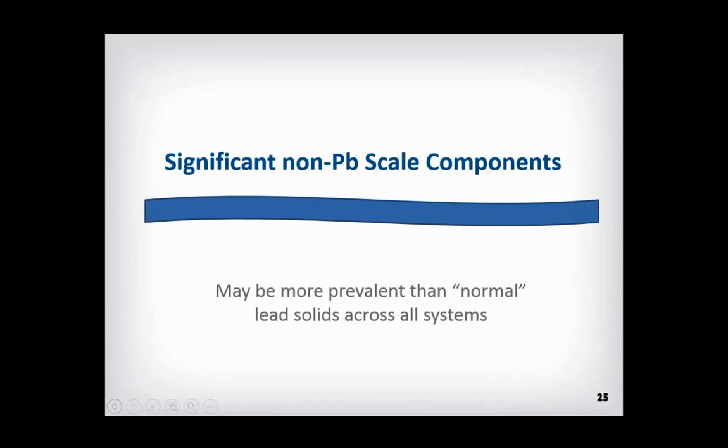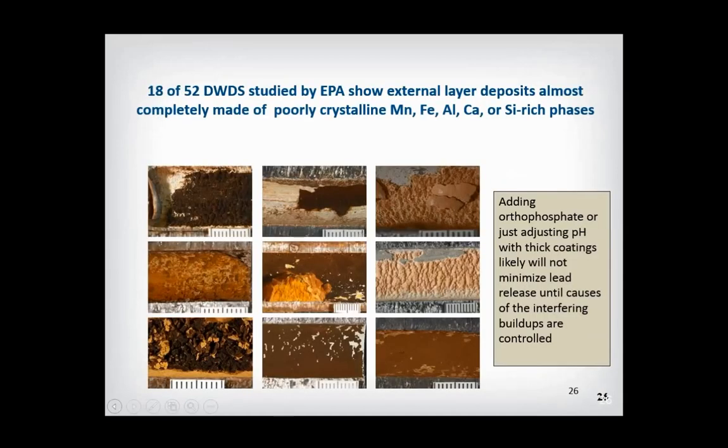Now, something that we've really discovered in the last 20 years that is taking on huge importance is the significance of non-lead scale components. And these actually may be more prevalent than the normal lead solids when you look at all systems. This slide shows an example of these kinds of materials. They're rich in manganese, iron, aluminum, calcium, or silica, depending on the system. And adding orthophosphate or trying to adjust the pH when these coatings are on the pipe really won't minimize lead release until the causes of these interfering buildups are controlled.